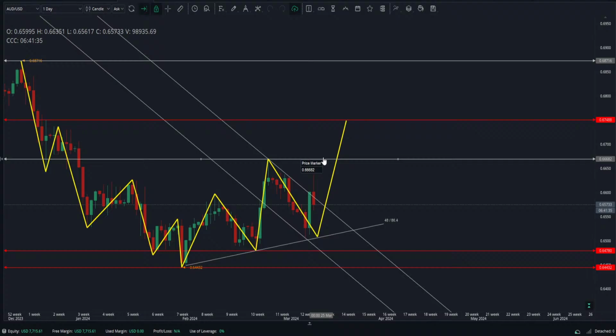The resistance first being 0.6668, second is 0.6748. On the downside, support is 0.6478. The dynamic support may be given by this rising trend line.